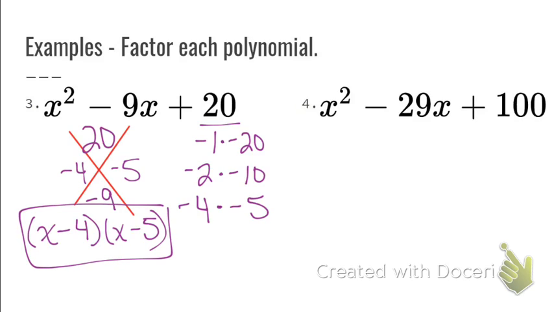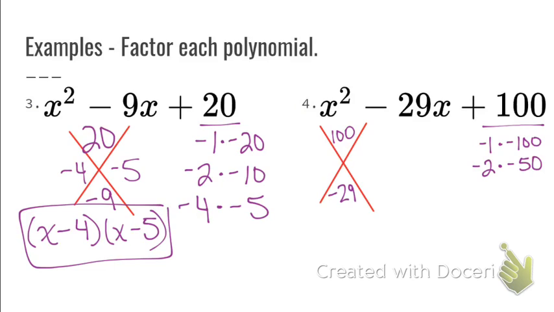All right, on to number 4. We are trying to multiply to positive 100 and add up to negative 29. Now, if you know your two factors that are going to work right away, that's fine. You could just go ahead and fill them in. If you don't know, then reference your sheet. Think about our list of factors for 100.